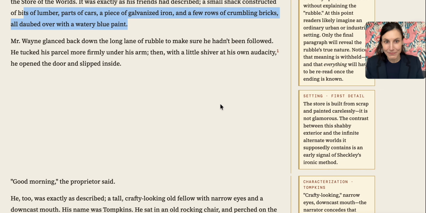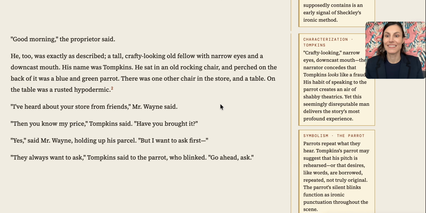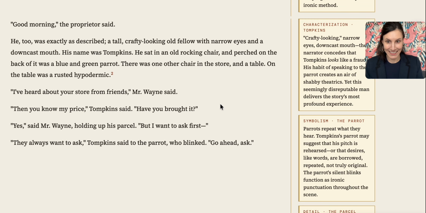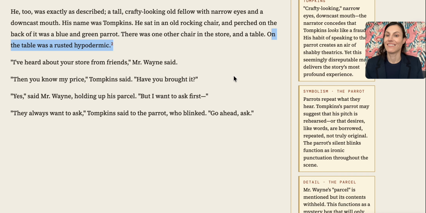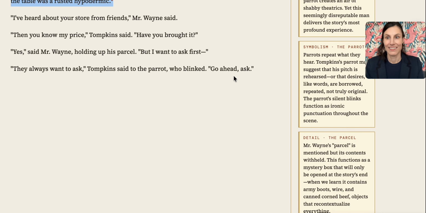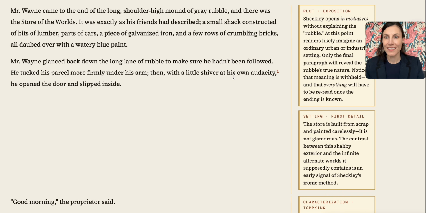So, when he gets to the store of the worlds, Mr. Tompkins is definitely presented as somewhat creepy, especially since he's in this rundown store. You have a rusty hypodermic, which would be a needle people use. So we are left wondering, what kind of store is this? What is it selling?